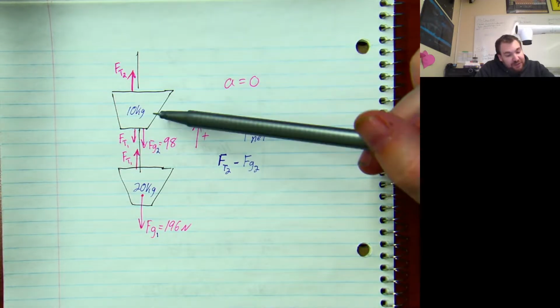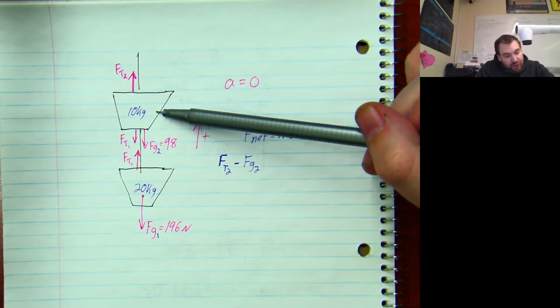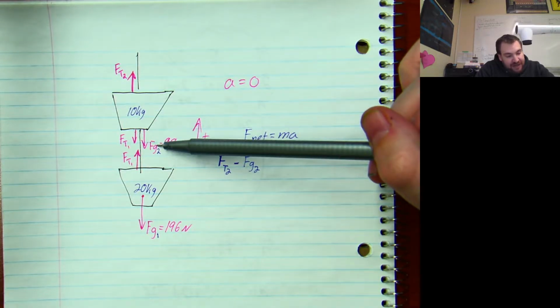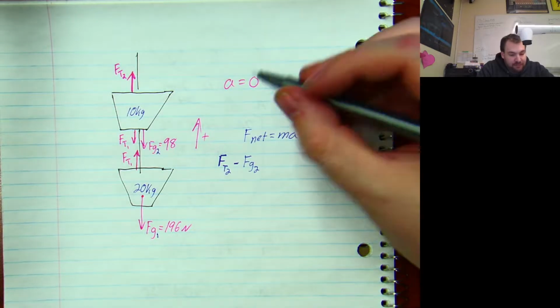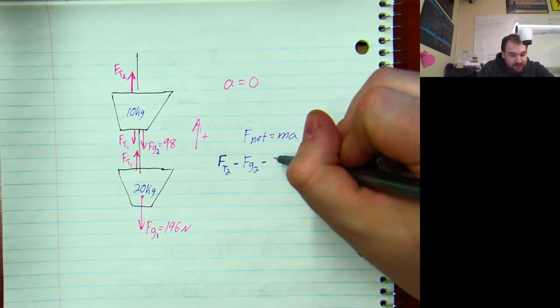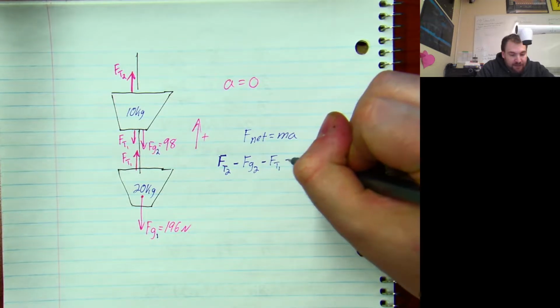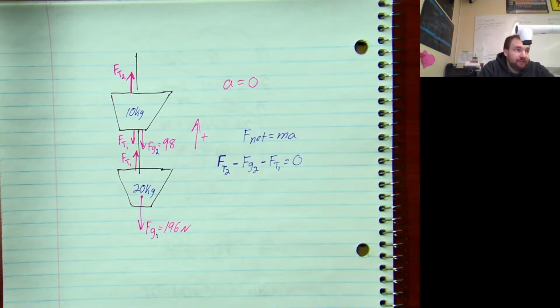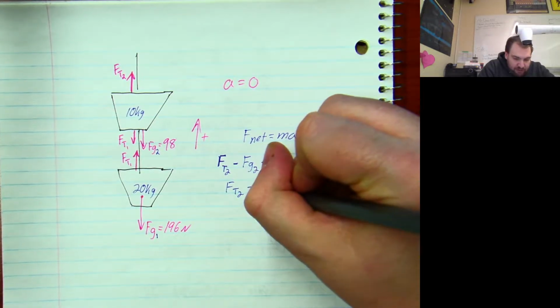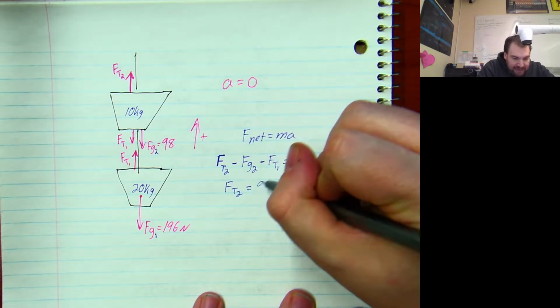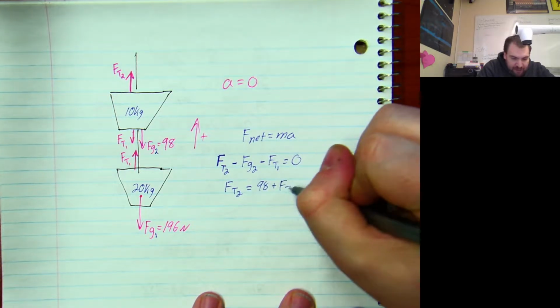Actually, so you're analyzing it just for this one? Yeah. So then this one has an FT2 upwards and an FG2 downwards and an FT1 downwards. So FT1 needs to show up here. Right? So this is going to be minus FT1 equals 0, because A is 0. You could separate them up and analyze them individually, sure, because we know the acceleration. So that means that FT2 is going to equal 98 plus FT1, and we don't know FT1.